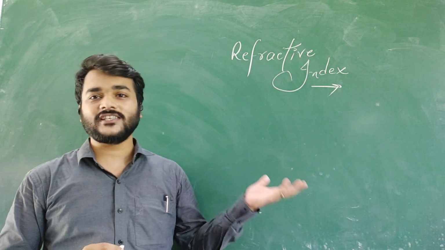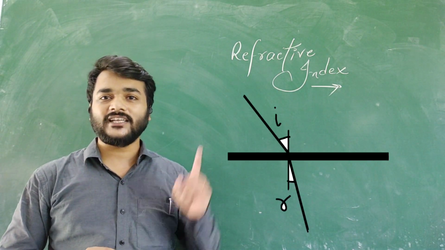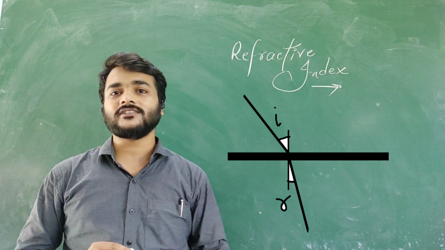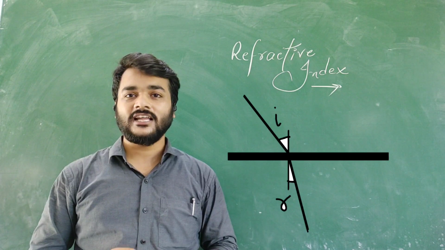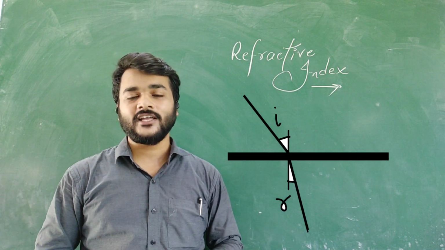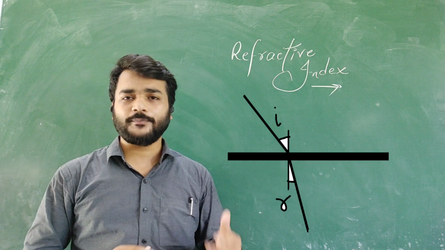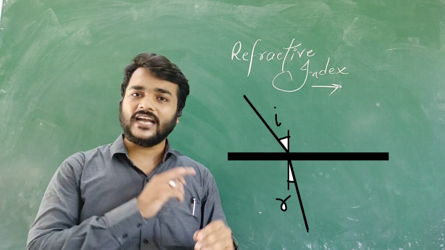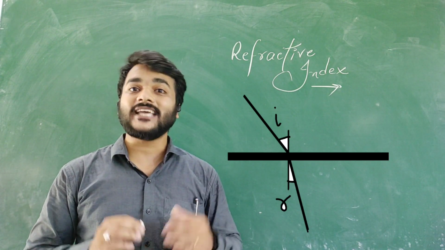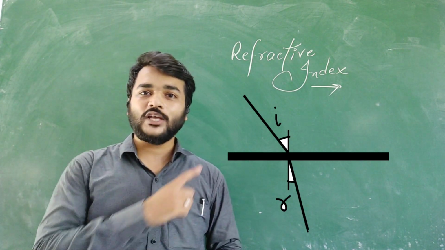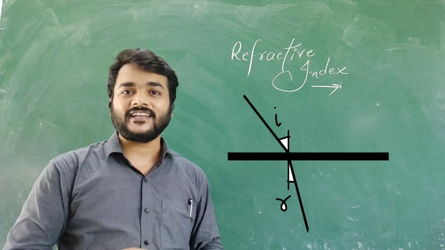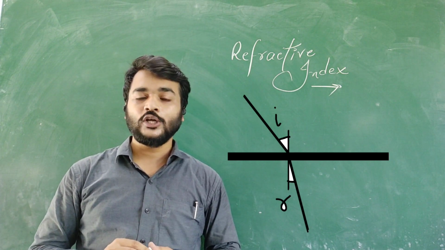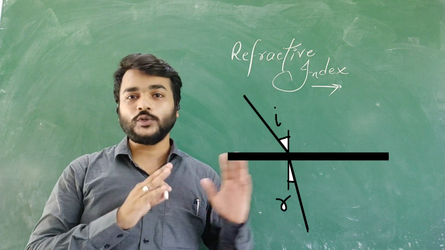Now, if you are able to see this diagram, you'll be able to understand that there is one incident ray which is striking the surface, and there is one ray which is coming out after refraction, and that ray is known as refracted ray. Now, if you look carefully in this picture, you'll understand that there is one angle between the incident ray and the normal. That angle is known as the angle of incidence. At the same time, there is one angle between the refracted ray and the normal, and that angle is known as the angle of refraction. So Snell's law is directly related to these two angles.